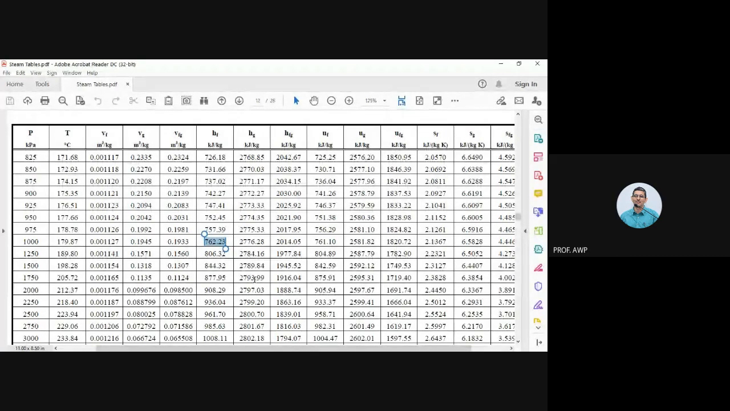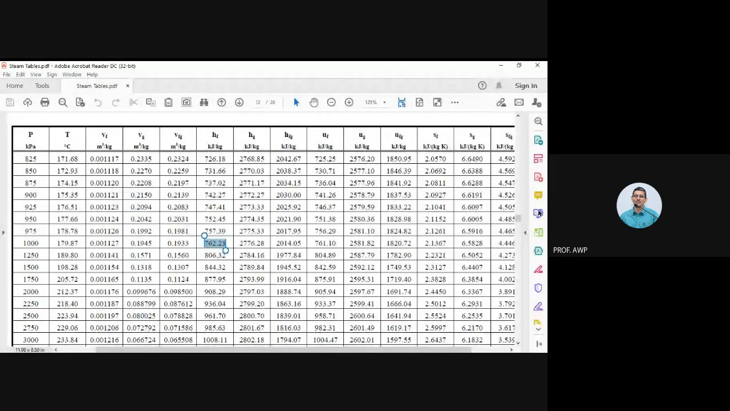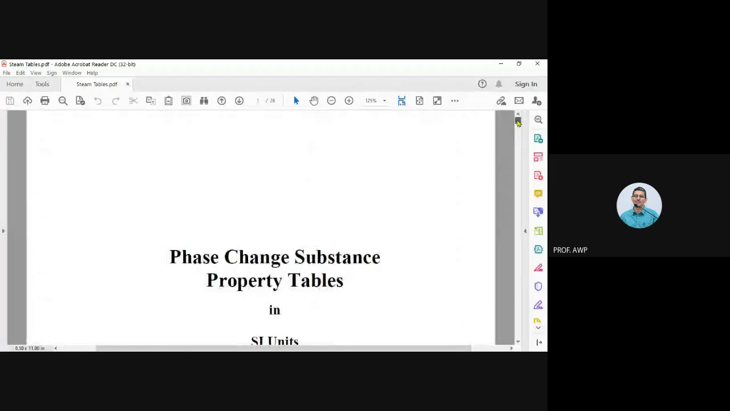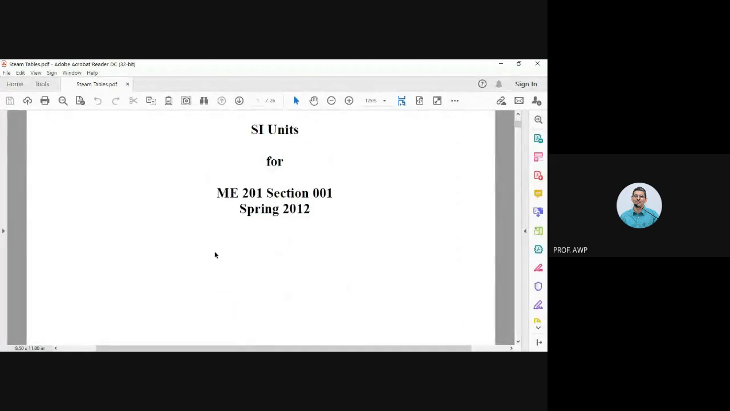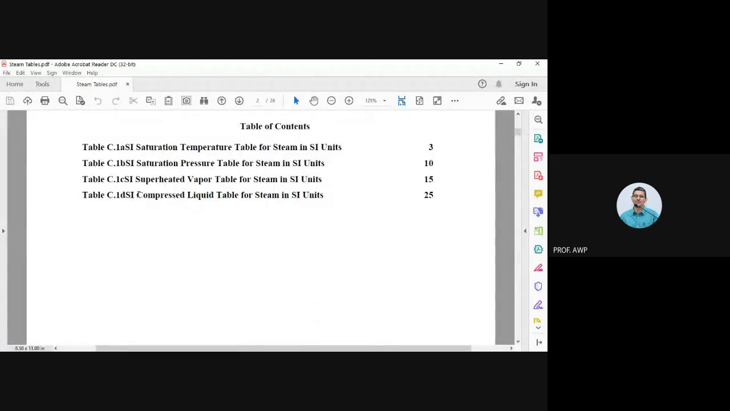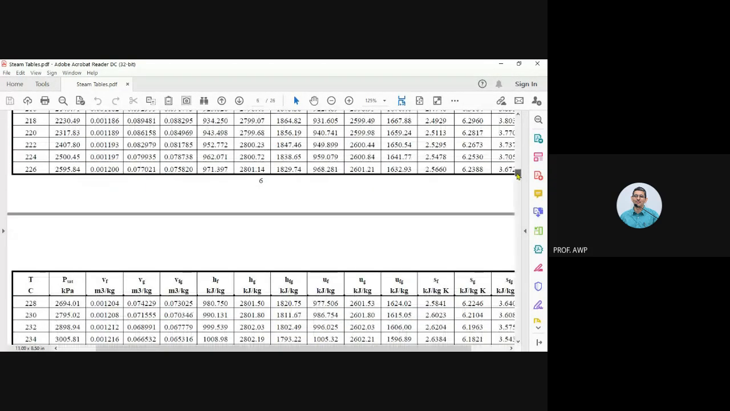Okay. Now after the pump, what are we going to get? We are going to get 150 bar water. But let's say that 150 bar water is also at the same temperature. There is hardly any change of temperature after the pump. So we have 150 bar and 180 degrees centigrade liquid water. Right. So this is now the compressed liquid table. So let's go to page 25.